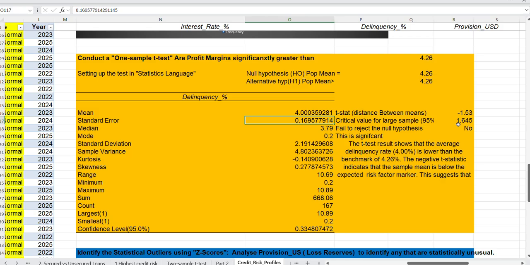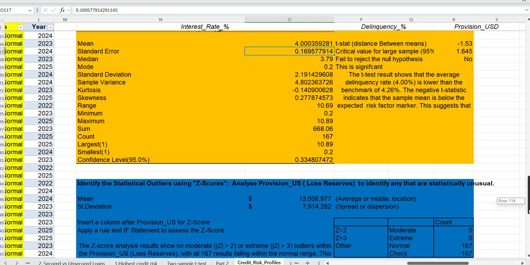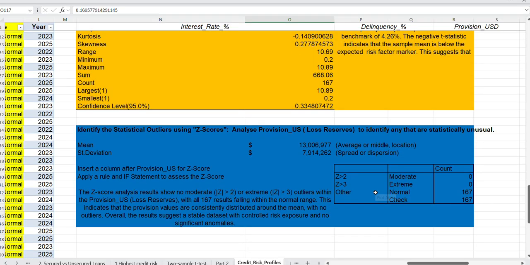It's a real-life chance of error, and we fail to reject the hypothesis. Basically, sometimes it's just a one-off error, like the numbers are incorrect.